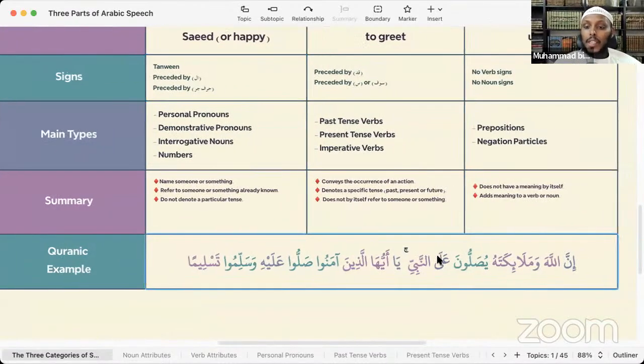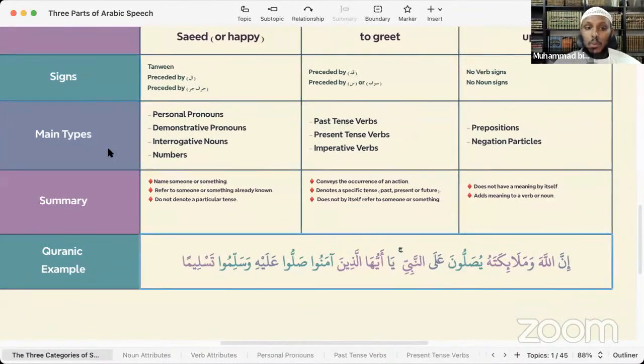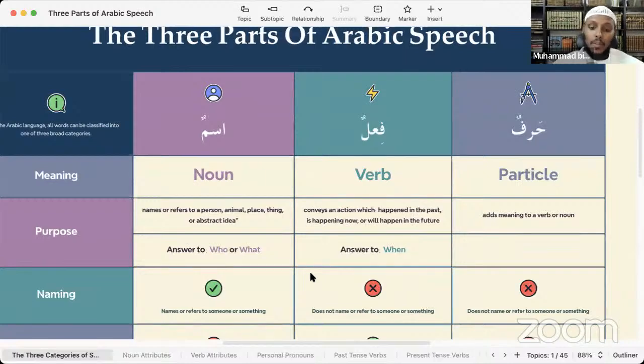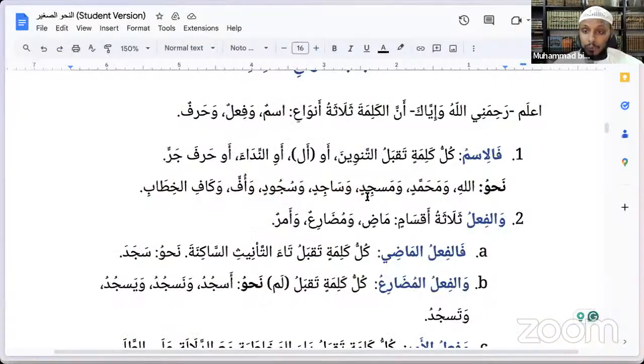And then you have a Quranic example, color coded with the correct color. Inna Allahu malaikatahu yusalluna ala nabi. Okay, so with that, we have done the ism. Let's go to the fi'l.